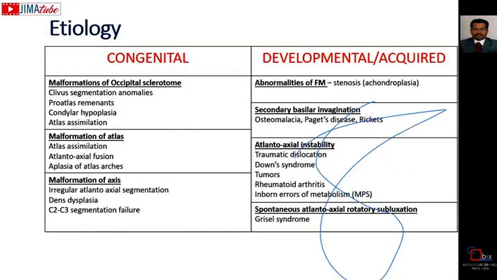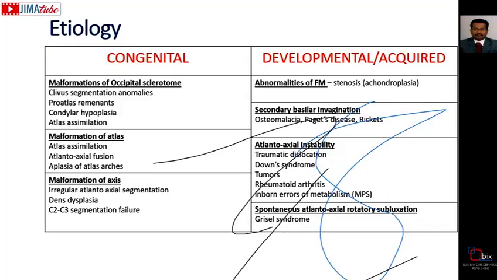So the etiology is congenital and acquired: the malformations of the occipital sclerotome, malformation of the atlas and malformation of the axis. In malformation of the occiput, we have clival segmentation, pro-atlas remnants, and atlas assimilation. In malformation of atlas, we have atlanto-axial fusion. In malformation of the axis, dens dysplasia is common.